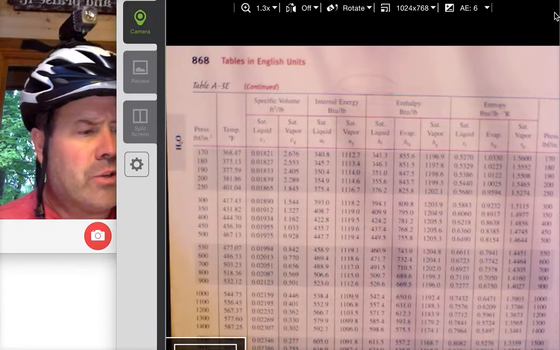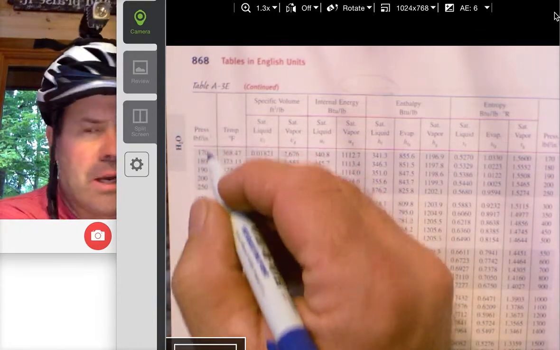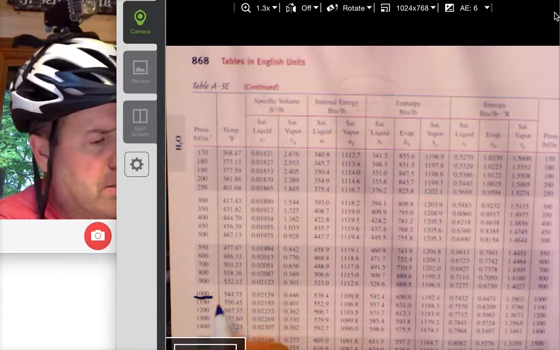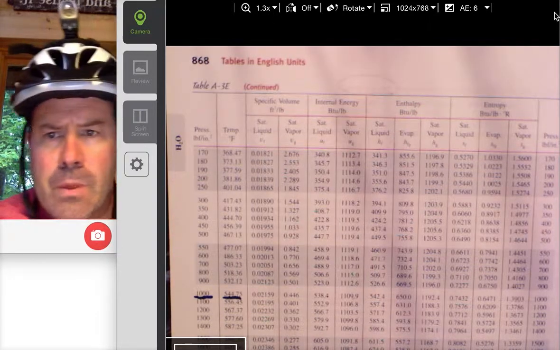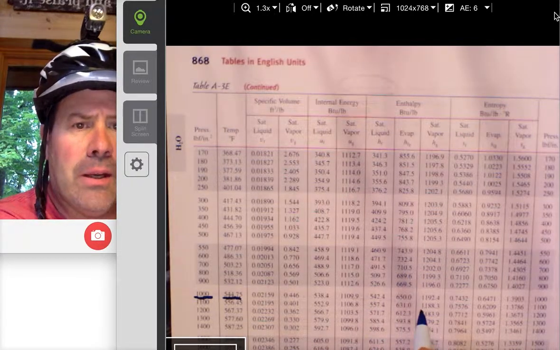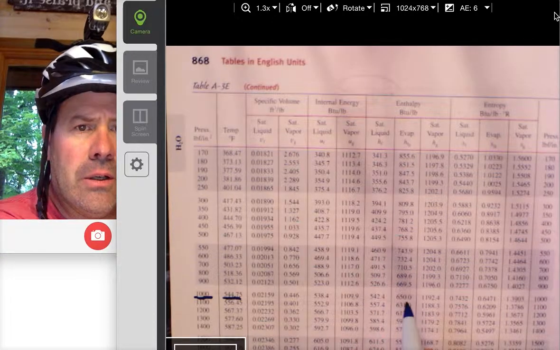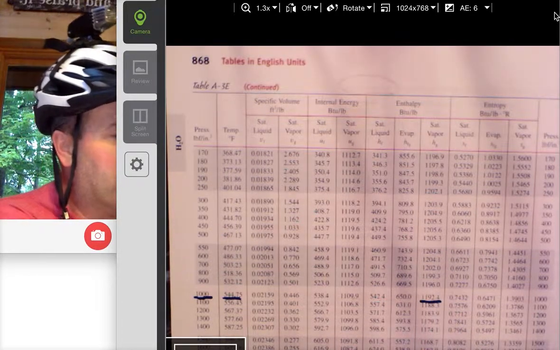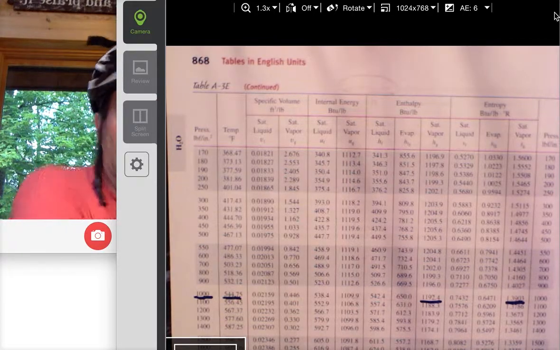So I'm hoping that you went to table A3E, page 868, came down until your pressure was 1,000 psi. And right next to that, we can get the temperature, 544.75. And right next to that, come all the way over here and get the enthalpy. And I'm hoping that you realize that it's not a saturated liquid, but rather it is a saturated vapor. So 1192.4 and 1.3903. So I'm going to go ahead and write those down.